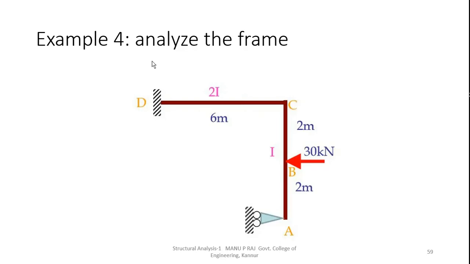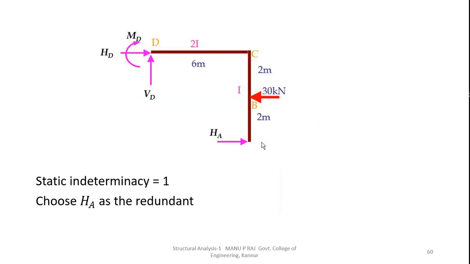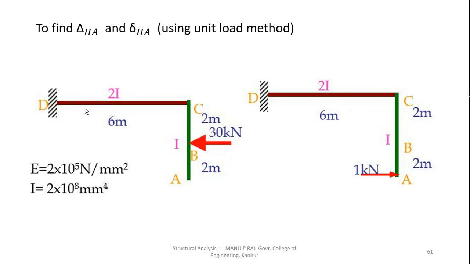Now next problem, analyze the frame. Note that here moment of inertia is 2I for this beam DC and for this column CA. This is I. Note the change. Find out the static indeterminacy. You will get the static indeterminacy as 1. Choose HA as the redundant. Find out capital delta H and small delta H using the unit load method. We are removing the HA and drawing the released structure.